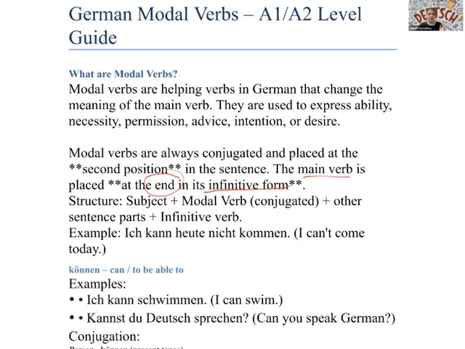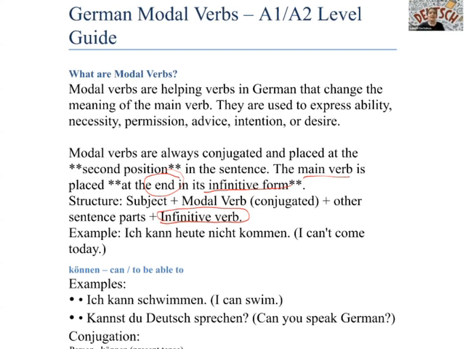So, what would be the structure? Firstly, there'll be the subject, then the modal verb at the second position in the conjugated form, then the other parts of the sentence, and at the end of the sentence, there will be the other verb, the main verb, in the infinitive form, in the full form.